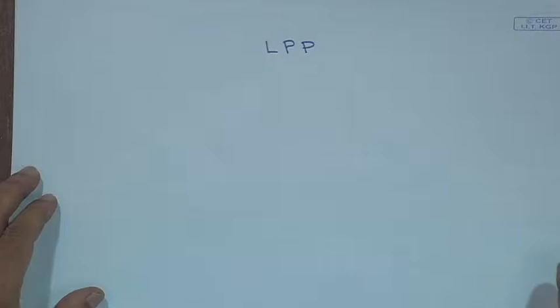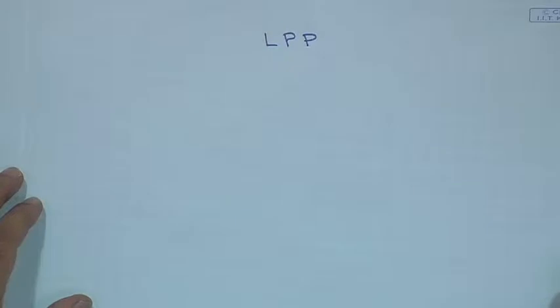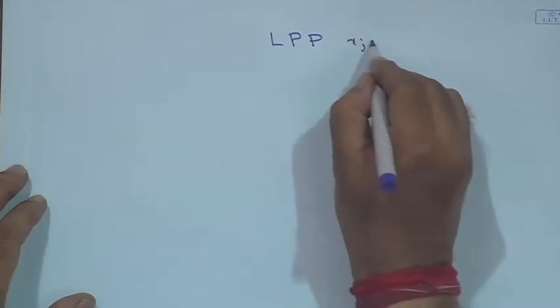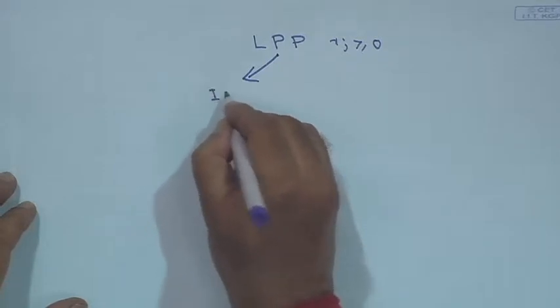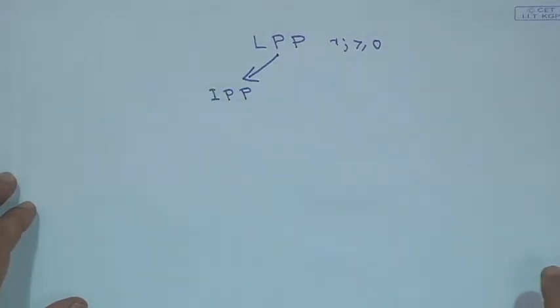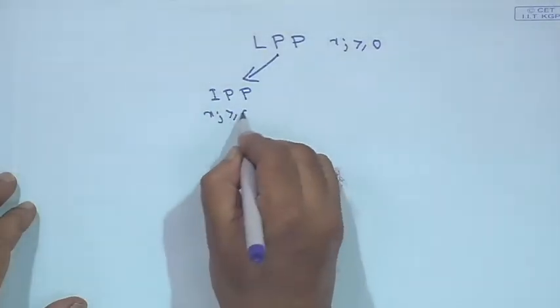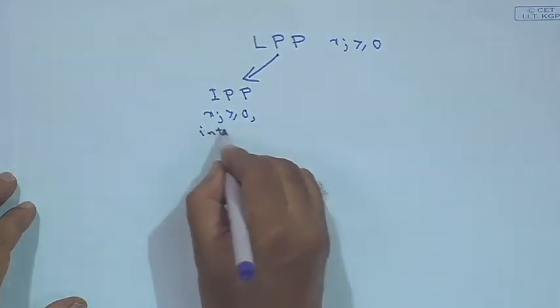So, in this class, we will start the mixed integer programming problem. Basically, you have the linear programming problem. In a linear programming problem, the decision variables can take any real value, that is, x j greater than or equal to 0. Now, from this linear programming problem, you formulate the integer programming problem. In an integer programming problem, the variables x j are greater than or equal to 0 and they are integers.